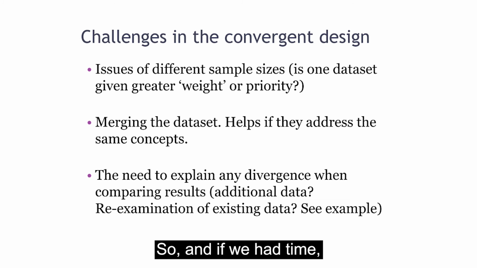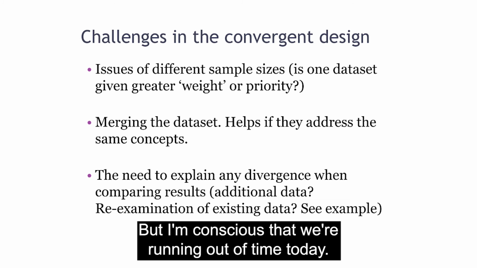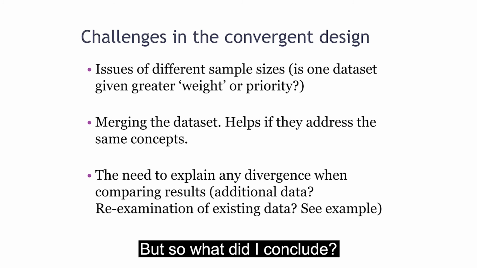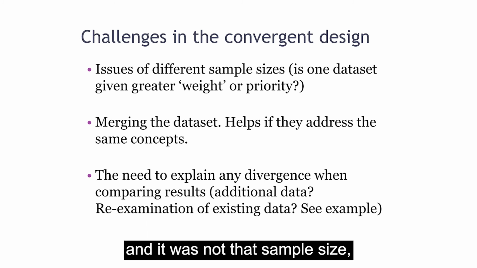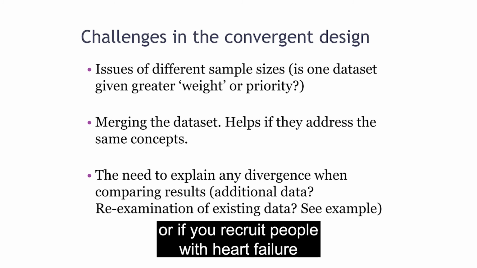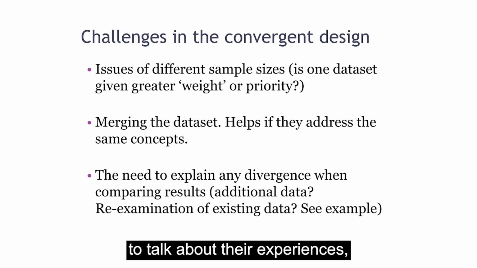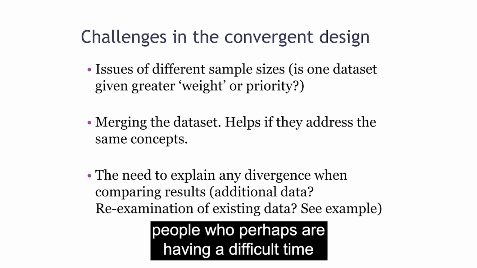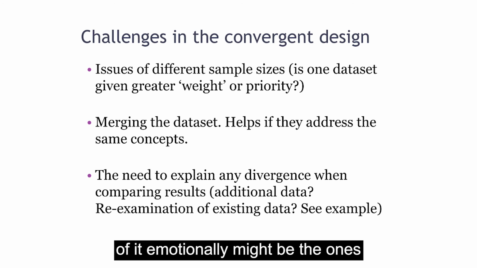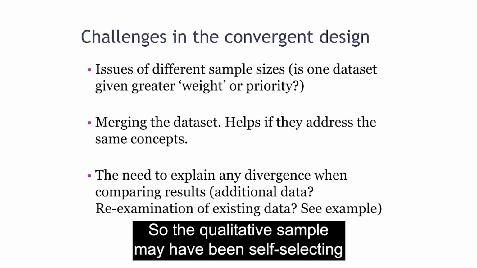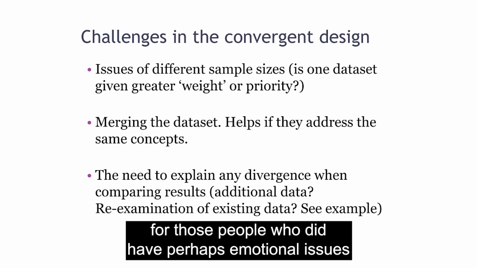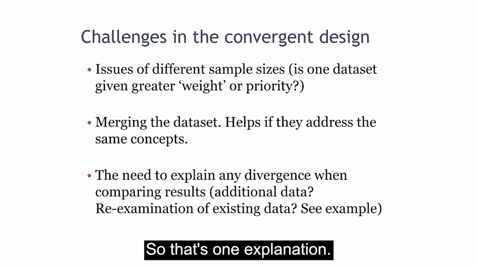If we had time, I'd ask you what some of the reasons would be for that, but I'm conscious that we're running out of time today. So what did I conclude? Well, I thought, first of all, there is something about that qualitative sample, and it was not about the sample size. If you put out an advert, or if you recruit people with heart failure to talk about their experiences, people who are perhaps having a difficult time emotionally might be the ones that come forward and say, yeah, I'd like to talk to you about my heart failure. I want to get it off my chest. So the qualitative sample may have been self-selecting for those people who did have emotional issues with dealing with heart failure. So that's one explanation.